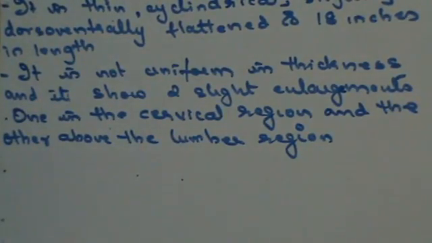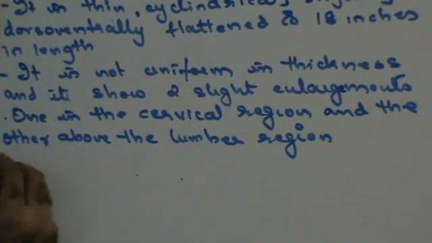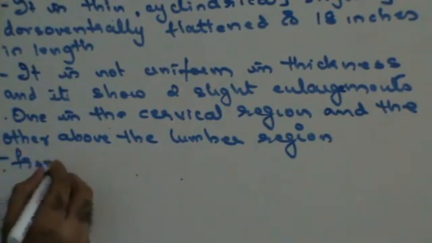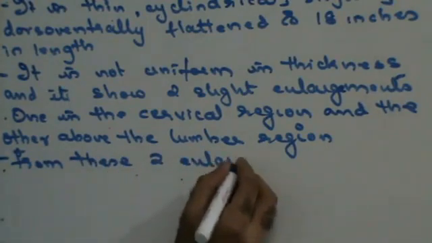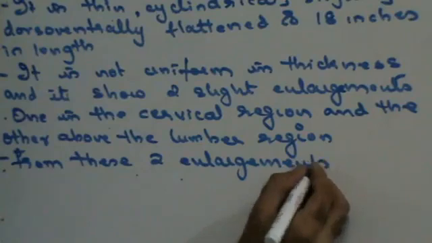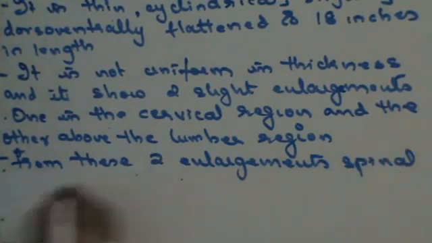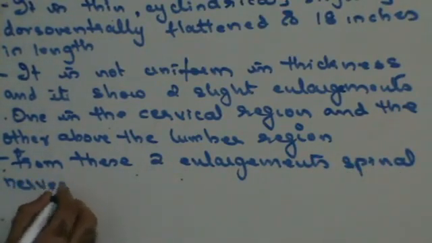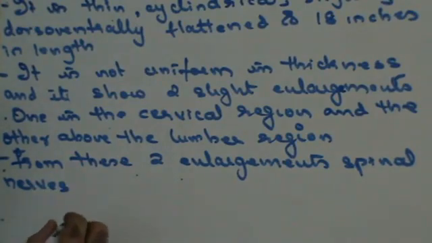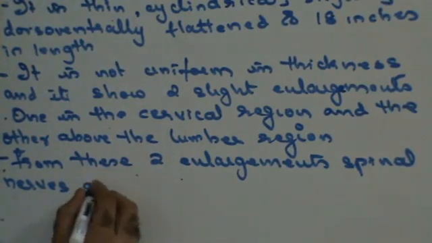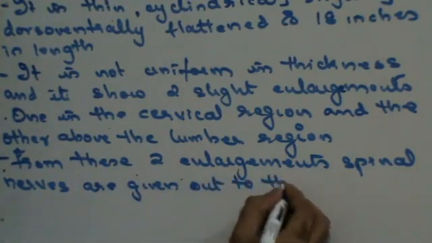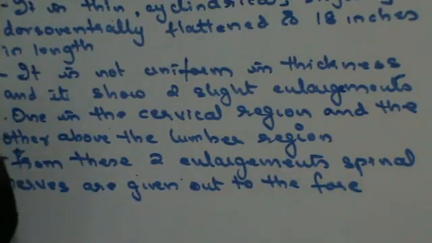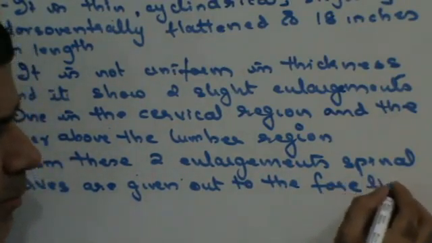Right? From these two enlargements, spinal nerves are given out to the forelimbs and hind limbs.